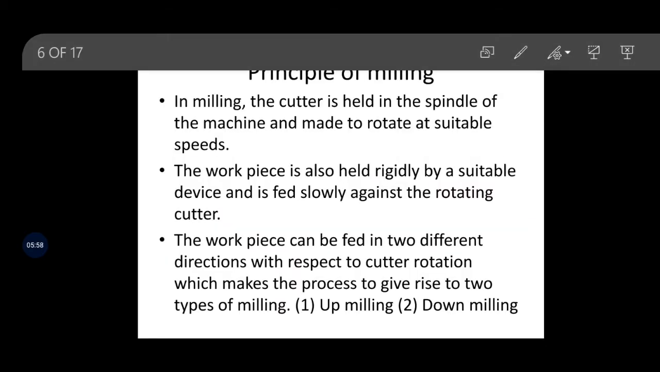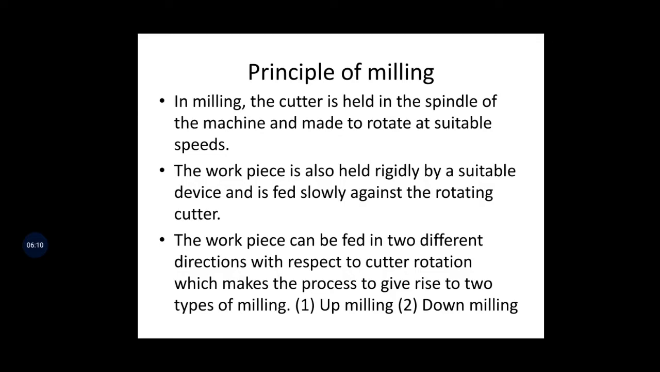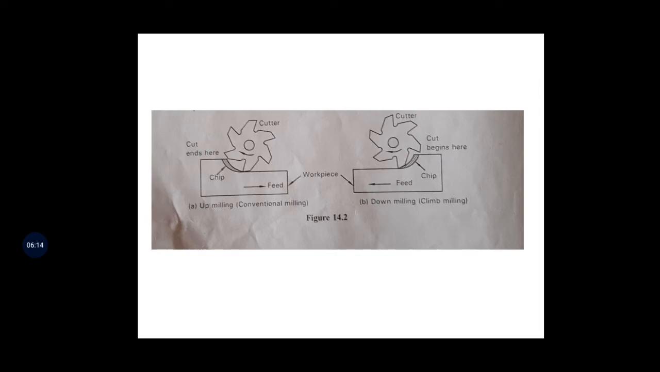The workpiece can be fed. I have shown you that workpiece feed. We can give the feed in two different directions, and it gives two types of milling. One is up milling and the other one is down milling. So what is up milling? What is down milling? You see here, up milling is also called conventional milling.